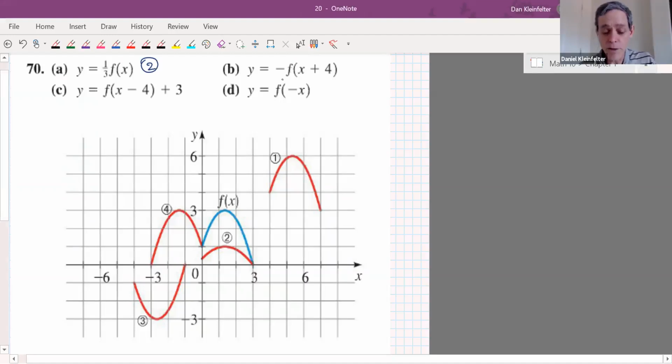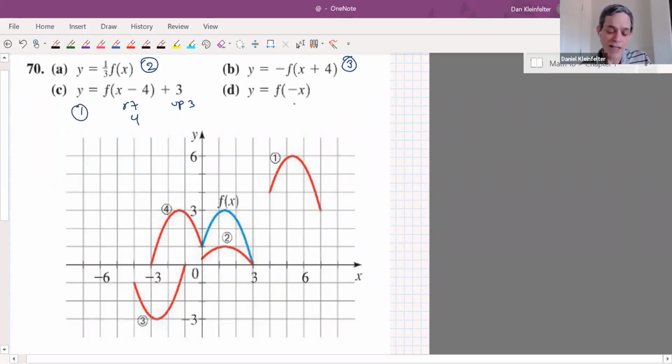B, 2 things happen here. x plus 4 on the inside shifts it left by 4. And then we change the sign on the y values. So that moves the graph 4 units to the left, and then also reflects it across the x-axis. So that will be graph number 3 for B. Okay, for C, we have x minus 4. That will be right by 4 units and then up by 3. So relative to this f of x, the only one that goes right and up would be graph number 1.